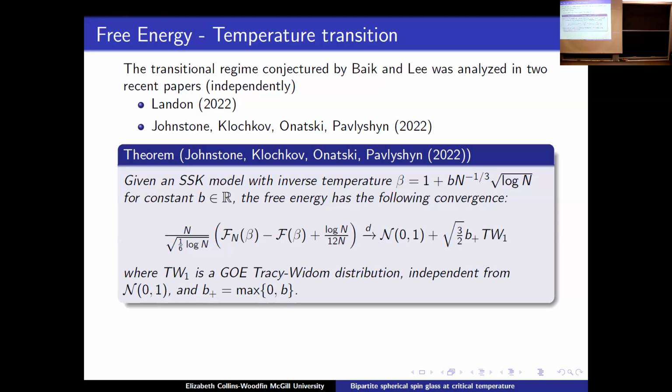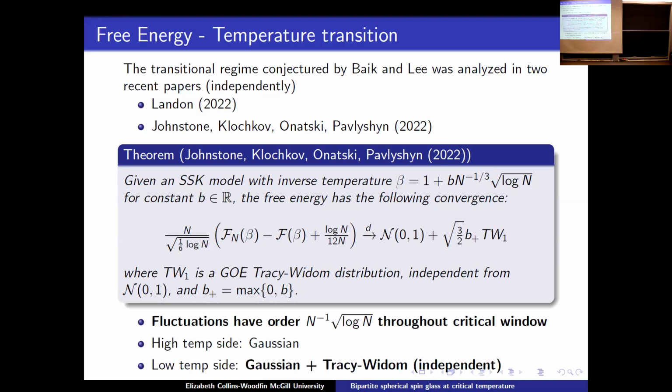So that's one of the key things to notice here, and that's what I have in the third bullet point. On the low temperature side, it's Gaussian plus Tracy-Widom. The Tracy-Widom actually only shows up on the low temperature side of the critical window. On the high temperature side, we just see the Gaussian, but on both sides of the critical window, the fluctuations have this order that was conjectured. The other key thing to note is that asymptotically, these two terms are independent of each other.